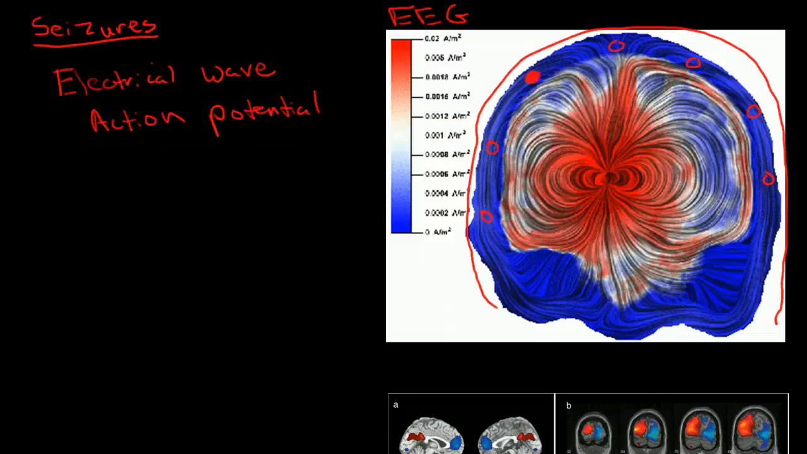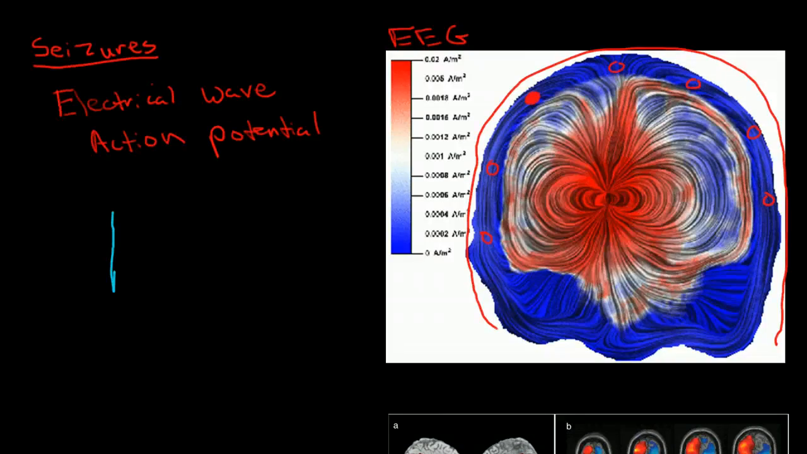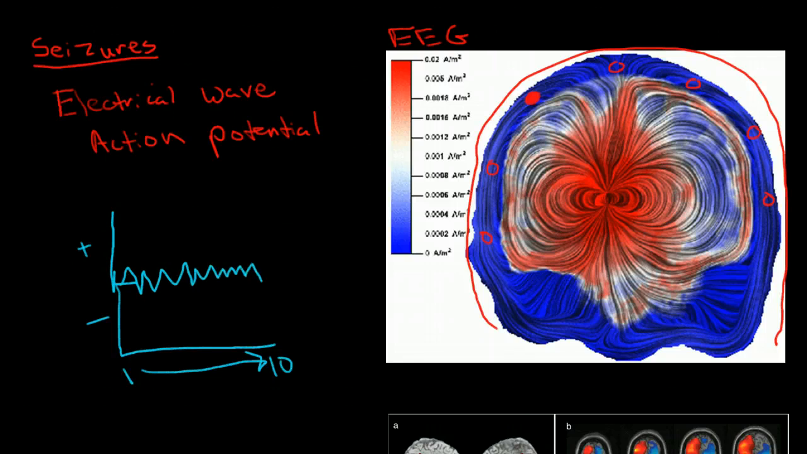I wanted to start here with a clean slate. So here I'm going to draw a typical EEG. Let's say we're going from 1 second to 10 seconds in time, and we've got our positive deflections and our negative deflections. And we've got a waveform that looks something like that. That's a relatively normal waveform. So we're still looking at this electrode right here.